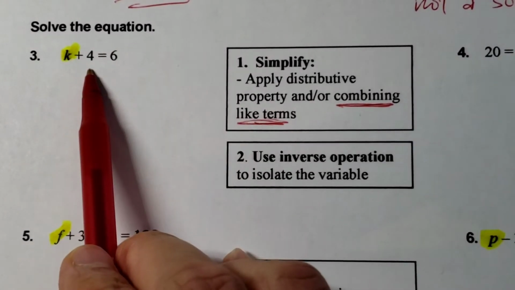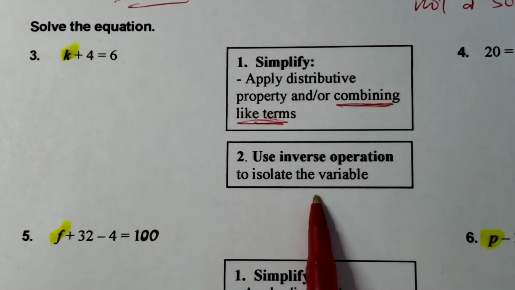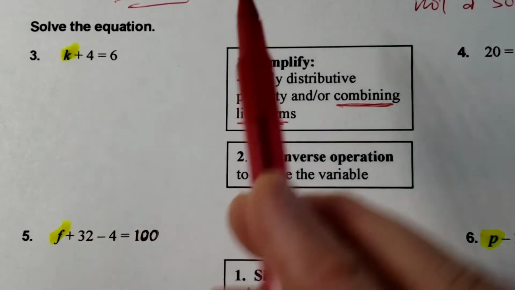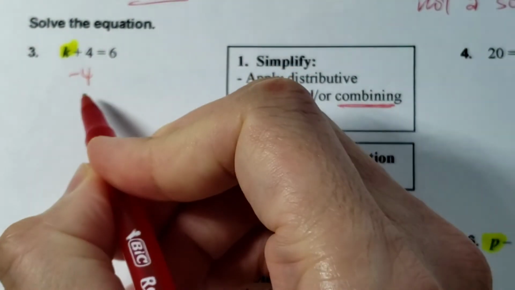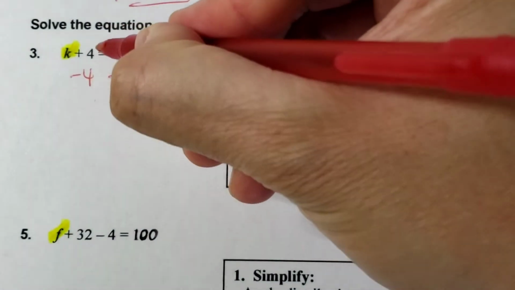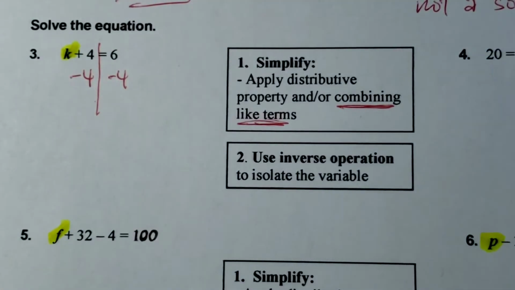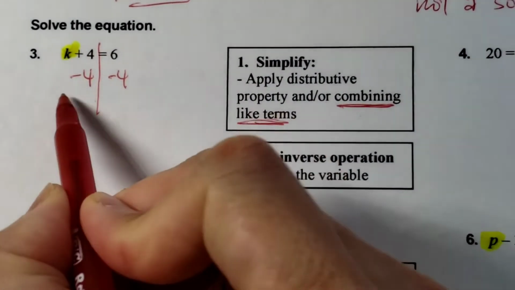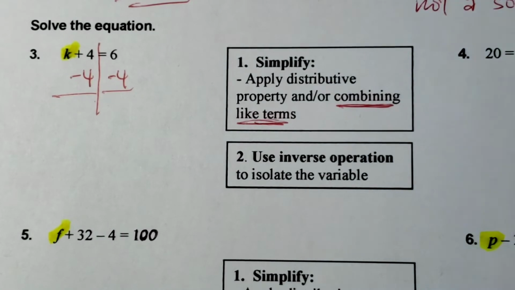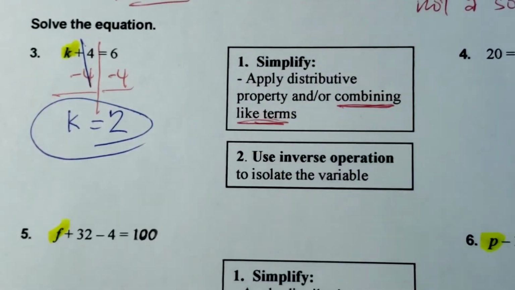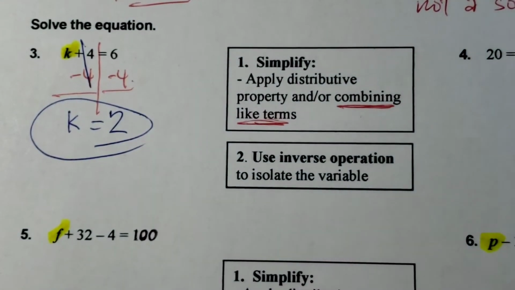So it's plus 4. Again, we do inverse operation to isolate the variable. What's the opposite of plus 4? Minus 4. Whatever you do on one side, you do on the other side. If you're confused, you can just split up the equation, side 1, side 2. Okay? Now, solve that. What do you get? This is a 0. K is equal to 2, because 6 minus 4 is 2.